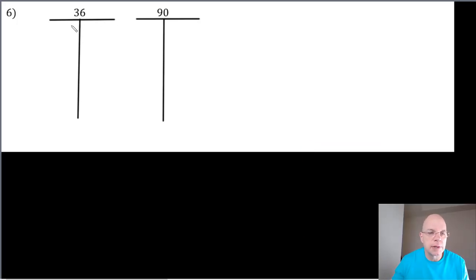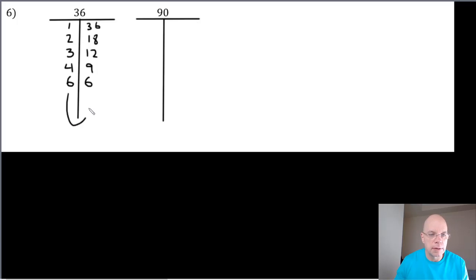Okay, if I'm constructing the UT diagram for 36, I'll start with 1 multiplied by 36 as my first factor pair. 36 is divisible by 2 because it's an even number. 2 multiplied by 18 is 36. 36 is divisible by 3 because 3 12s is 36. It's also divisible by 4 because 4 multiplied by 9 is 36. It's not divisible by 5, but it is divisible by 6 because 6 times 6 is 36.